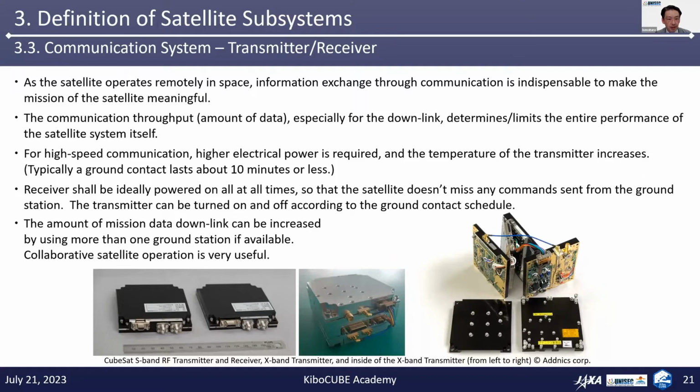The picture below illustrates an exemplary S-band radio frequency transmitter and receiver, also showing the outer and inner appearance of an X-band transmitter. The amount of mission data downlink can be increased by using more than one ground station if available. So collaborative satellite operation is therefore very useful.